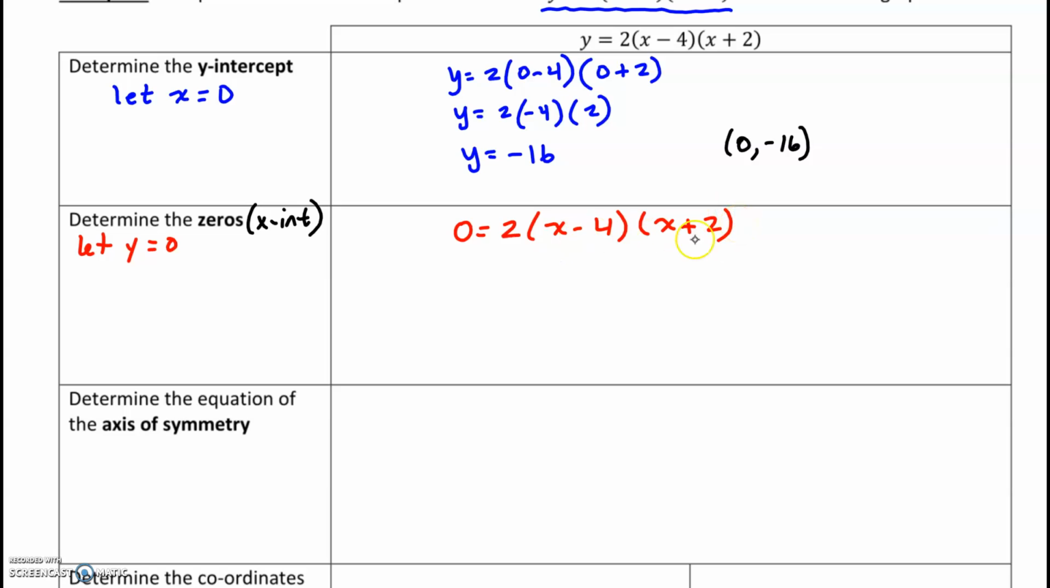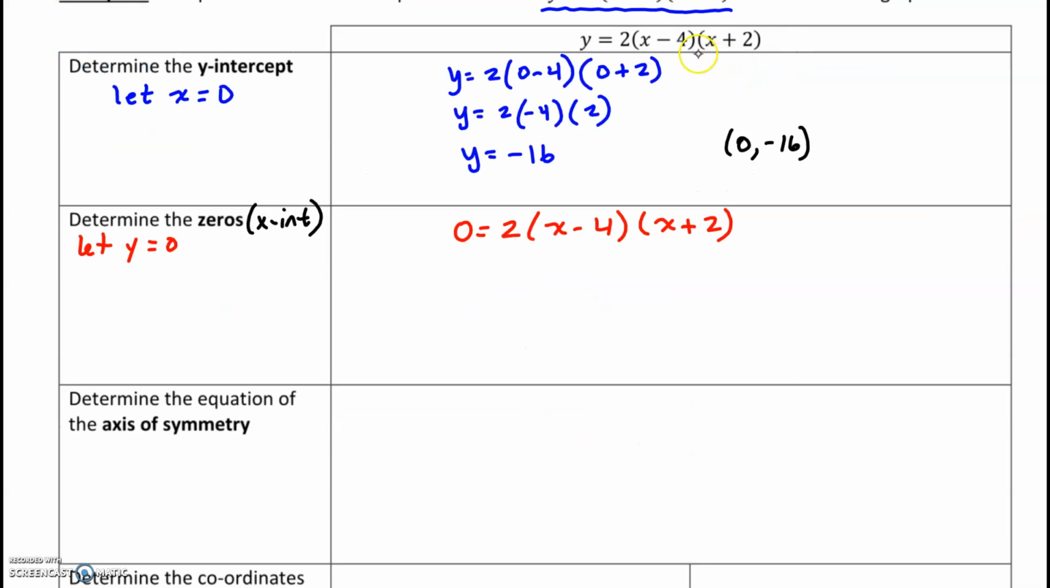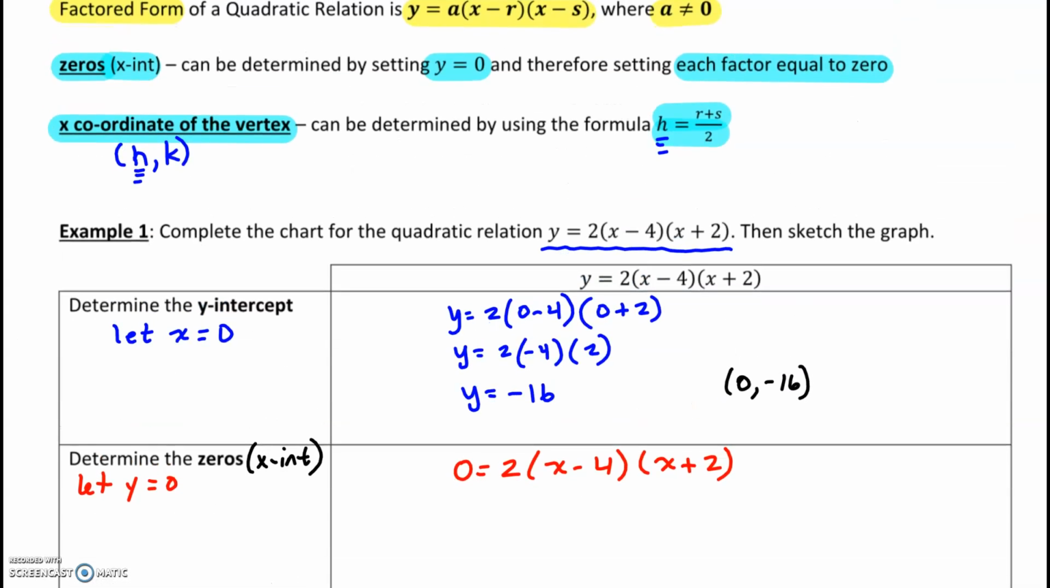Now, we don't have a way to solve this like we did a linear relationship. We can't rearrange this and just solve for x using opposite operations. So what we're going to do is we're going to use right here. Whoops. Don't move on me, screen. We're going to use this. Each factor has to equal 0. So we're going to talk about that for a little bit here.